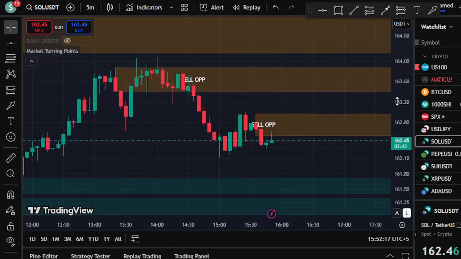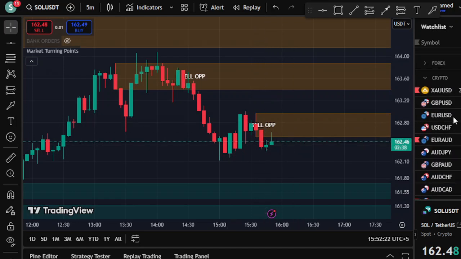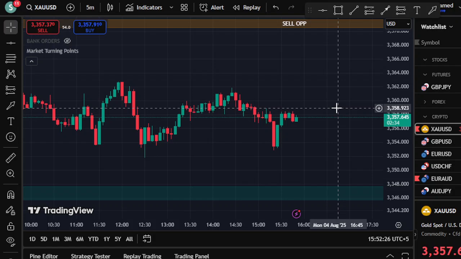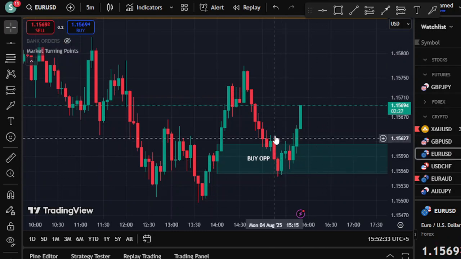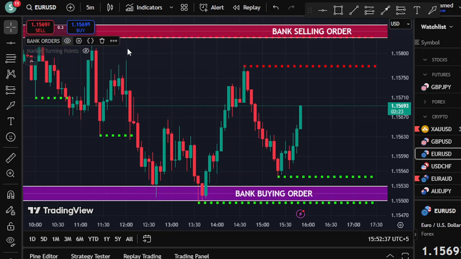Okay, so overall this indicator works very well, and it works in real time. For example, in real time it is telling you on Sol USDT that this was a selling opportunity. Okay, similarly, if I take you towards, let's say, gold. Gold right now is in the middle. Pound, you can see already went up from the buying opportunity, and USD is also going up from the buying opportunity. Okay, now number two indicator is the bank indicator.